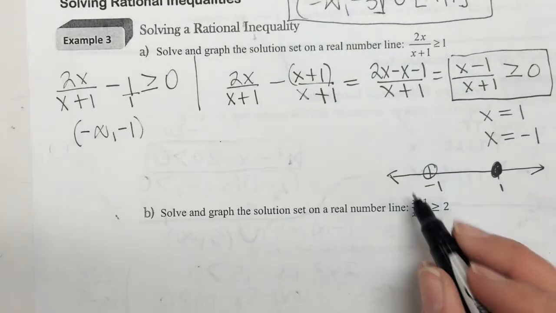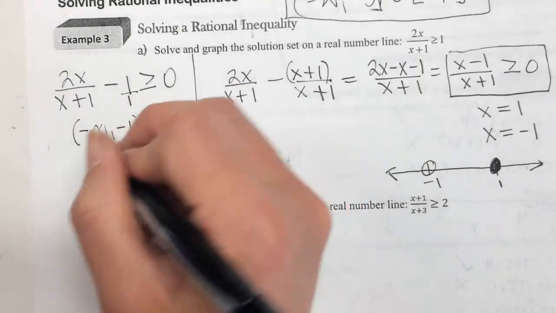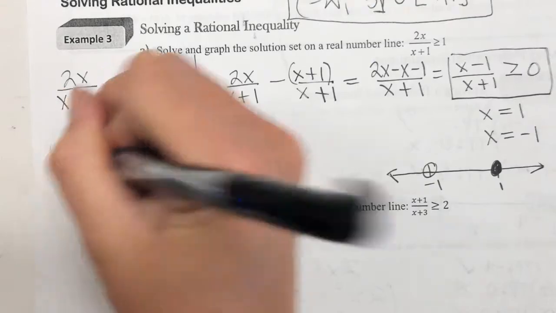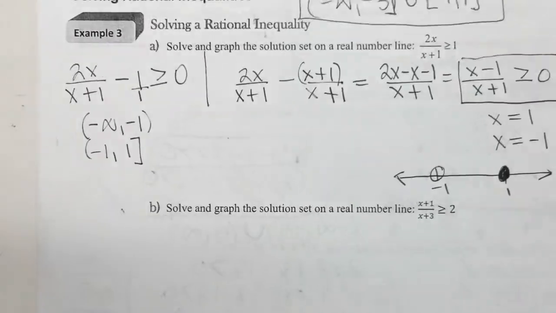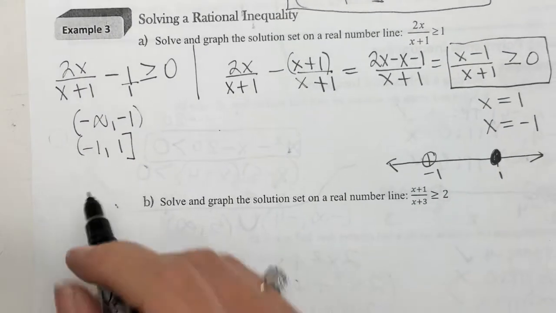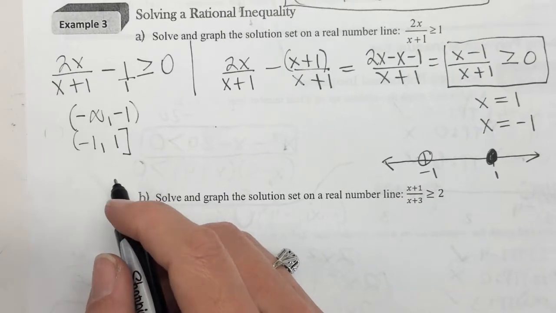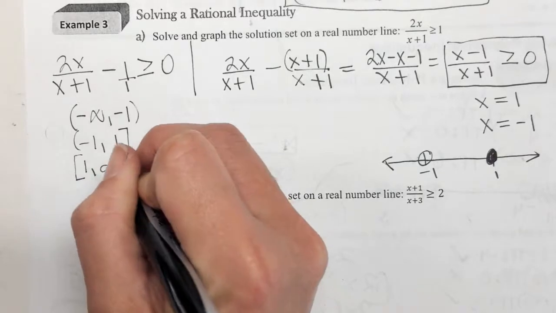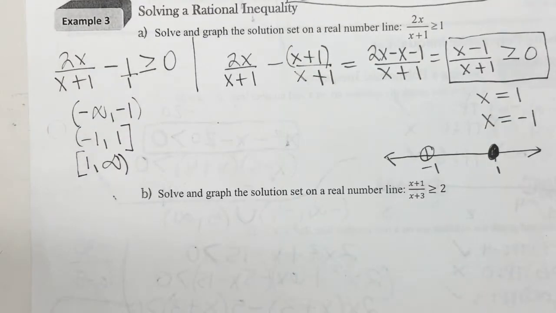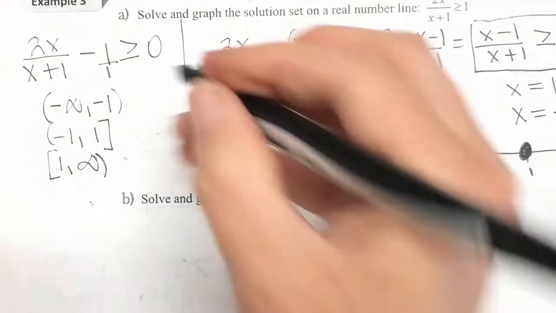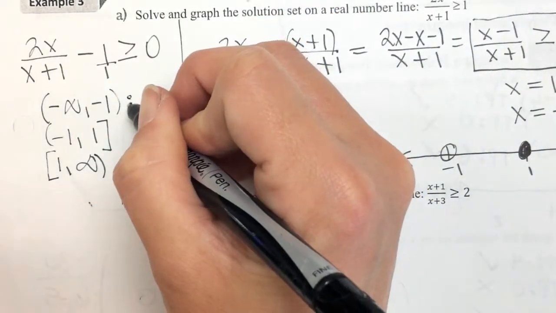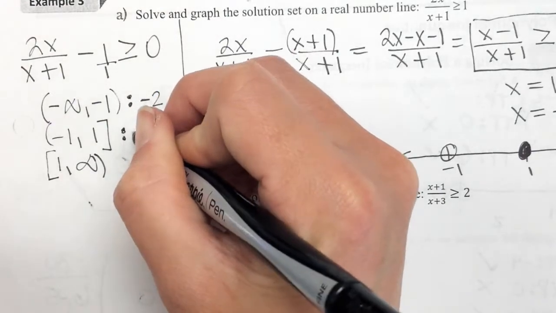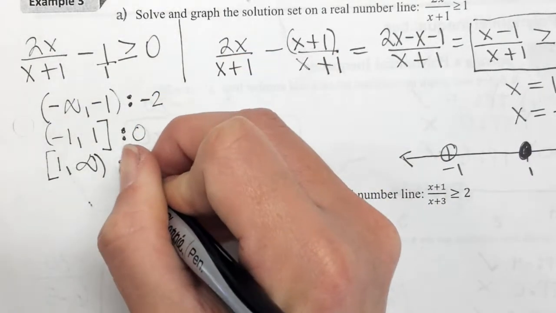Tell me the next section, the middle section. -1 and 1, but which one has a bracket, which one has parentheses? Parentheses on this side, bracket on this side. And then the last one's going to be from what? 1 to infinity. Alright, Kaya, give me a test point between these two numbers. -2. Give me a test point between these two numbers, anybody? 0. Test point between these two numbers? 2.